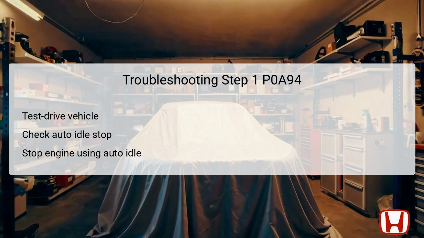Observing any irregularities or abnormal behaviors during this process may provide initial insight into the issue. It's crucial to monitor the vehicle's electrical performance while utilizing the auto stop feature, as this can help identify specific patterns or triggers related to the P0A94 DTC. Documenting your observations is important as it informs subsequent steps in the troubleshooting process.